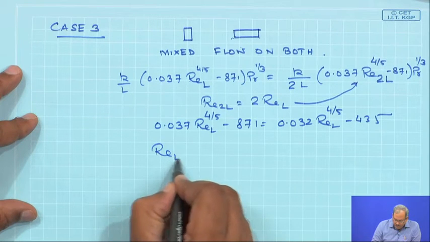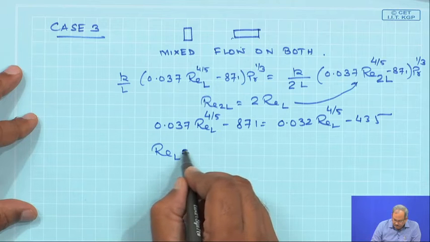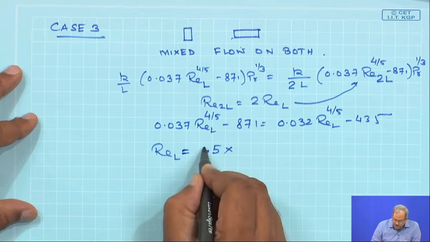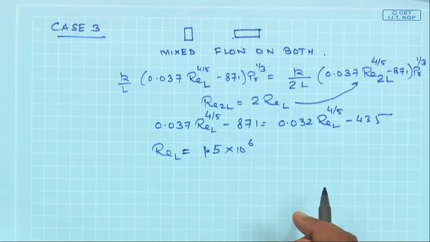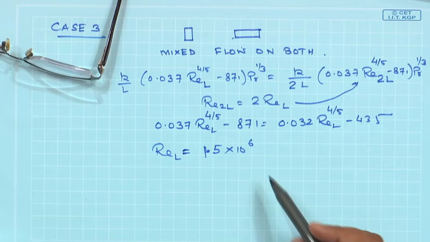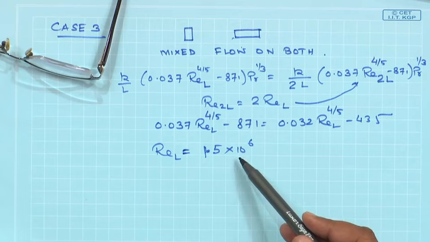this would give you a Reynolds number equal to 1.5 into 10 to the power 6. So, if the value of the Reynolds number is 1.5 into 10 to the power 6, when both are in the mixed flow range, then it becomes immaterial whether L faces the flow or twice L faces the flow.